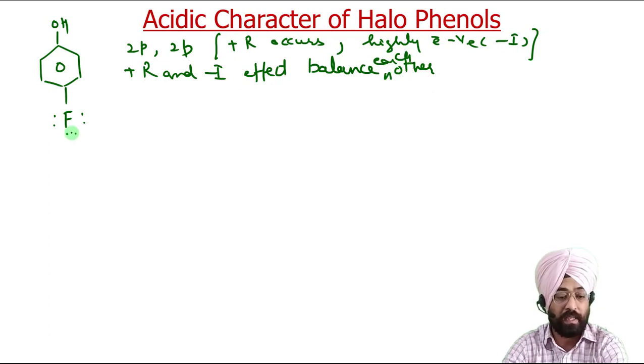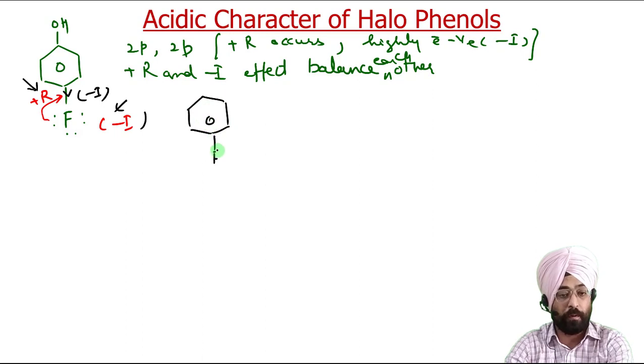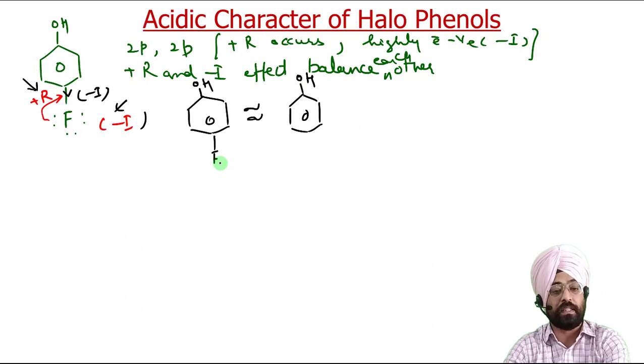Due to plus R effect, it tends to give its electrons to the ring, but due to minus I effect, it tends to attract electrons. In case of fluorine, both these effects balance each other, so parafluorophenol has the same acidity as phenol. So parafluorophenol is approximately as acidic as phenol, because in case of fluorine both effects balance each other.